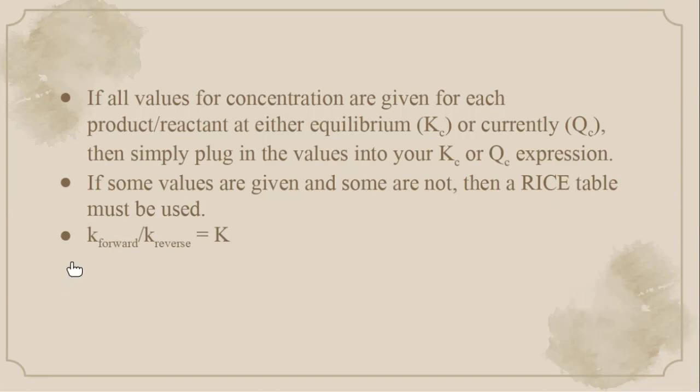And I also wanted to mention that sometimes they'll give you a reaction and say the k forward of this reaction is this value and the k reverse of this reaction is this value. Sometimes they'll ask you to find the equilibrium constant, and all you really need to do is k forward divided by k reverse. Make sure that these are little k's, and this one is your big K because it is your equilibrium constant. So all you need to do here is just divide the two, and make sure it's always forward over reverse.